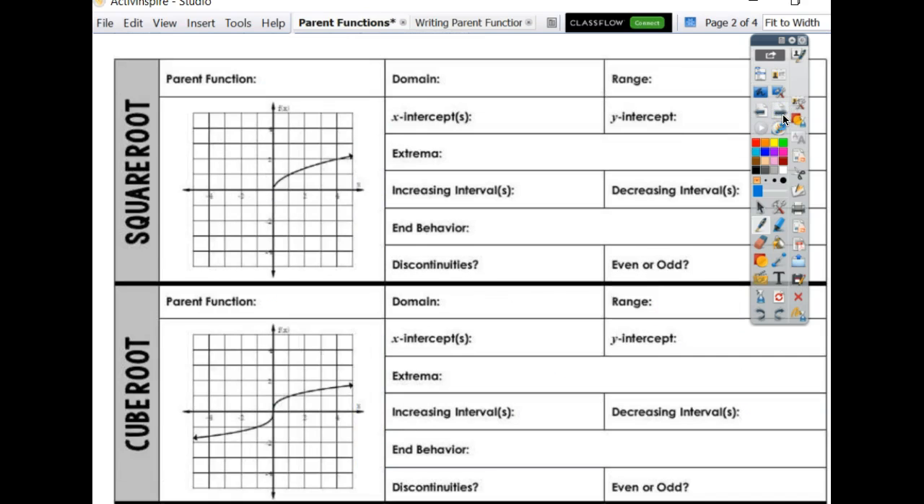All right. So the next one we're going to do is the square root function. So the square root function is the inverse of the quadratic. So how do we undo x squared? We take the square root. So this is f of x equals the square root of x.